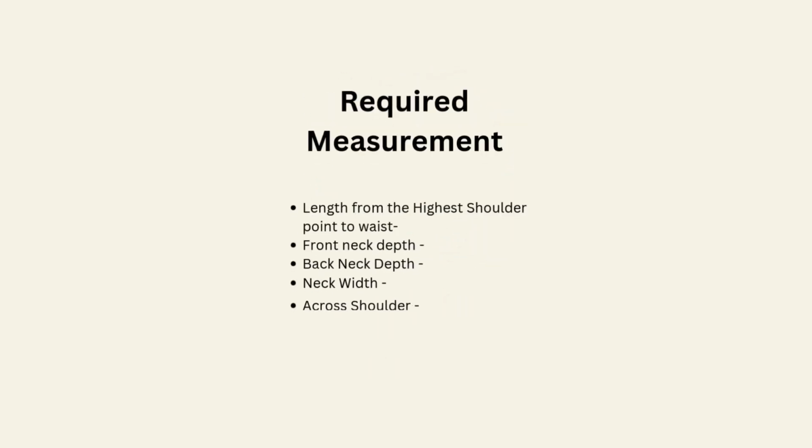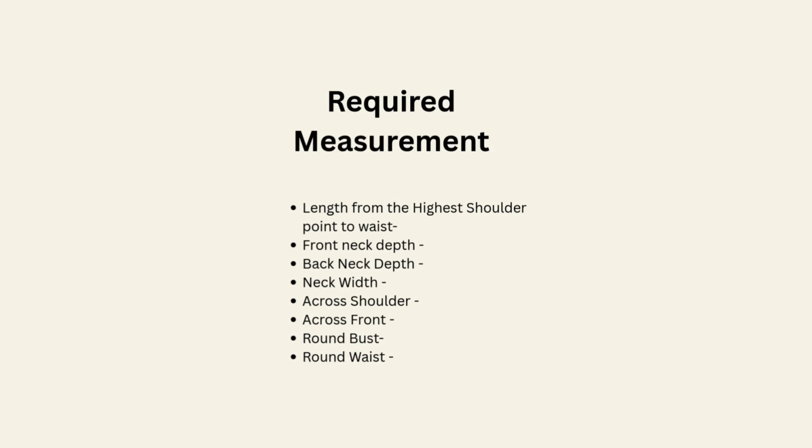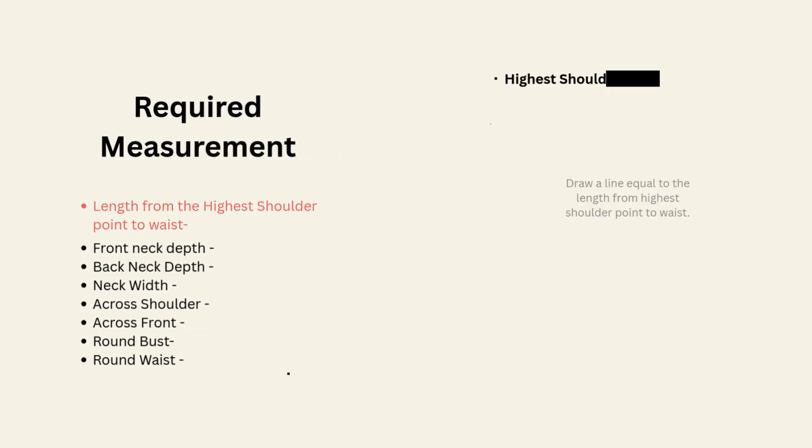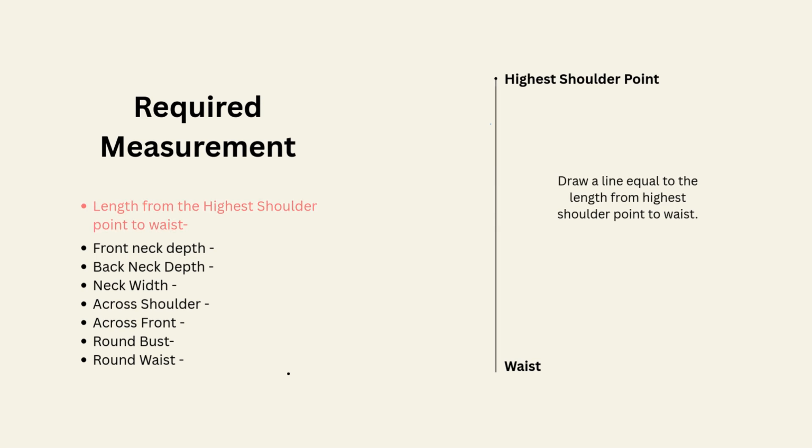We are going to make bodice patterns, so these are the required measurements. Draw a vertical line equal to the shoulder to waist length. The shoulder point is the one closest to the neck. We call it the highest shoulder point.